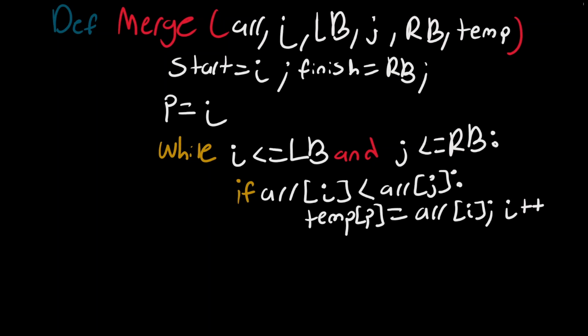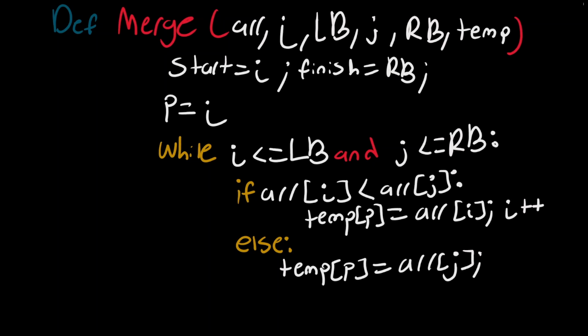Then else, we have an else. Else you want to instead put on the pointer the array j. We're going to do j instead; and then j++. And at the very end, we're going to increase our pointer, because we either pick one of these, so by the end we need to increment our pointer.